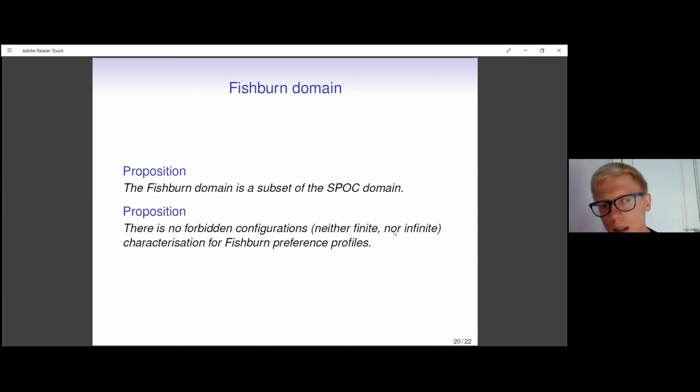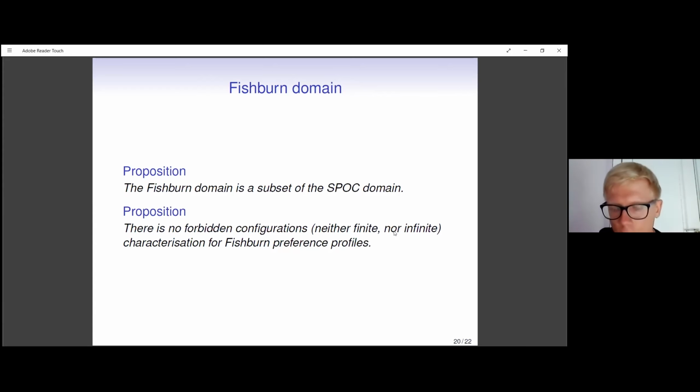Another interesting result is that there is no forbidden configurations characterization for the Fishbone preference profiles. So we know that there is the Ballester and Haeringer characterization for the single-peaked domain. We have the Peters and Lackner characterization for the single-peaked on a circle domain, but the Fishbone domain has no such characterization, neither finite nor infinite.